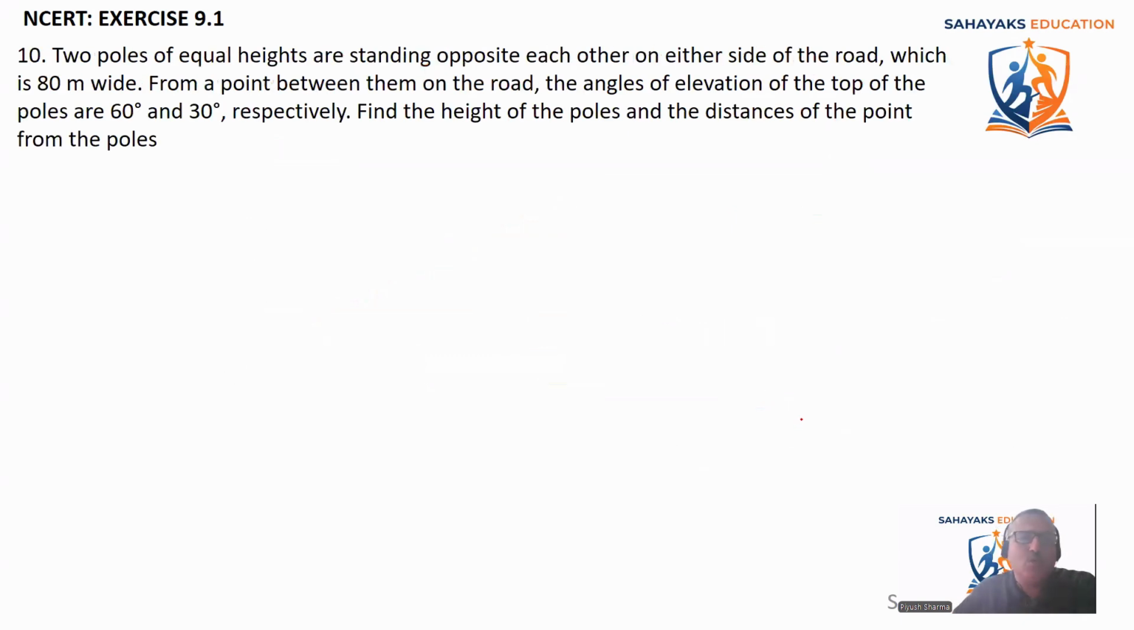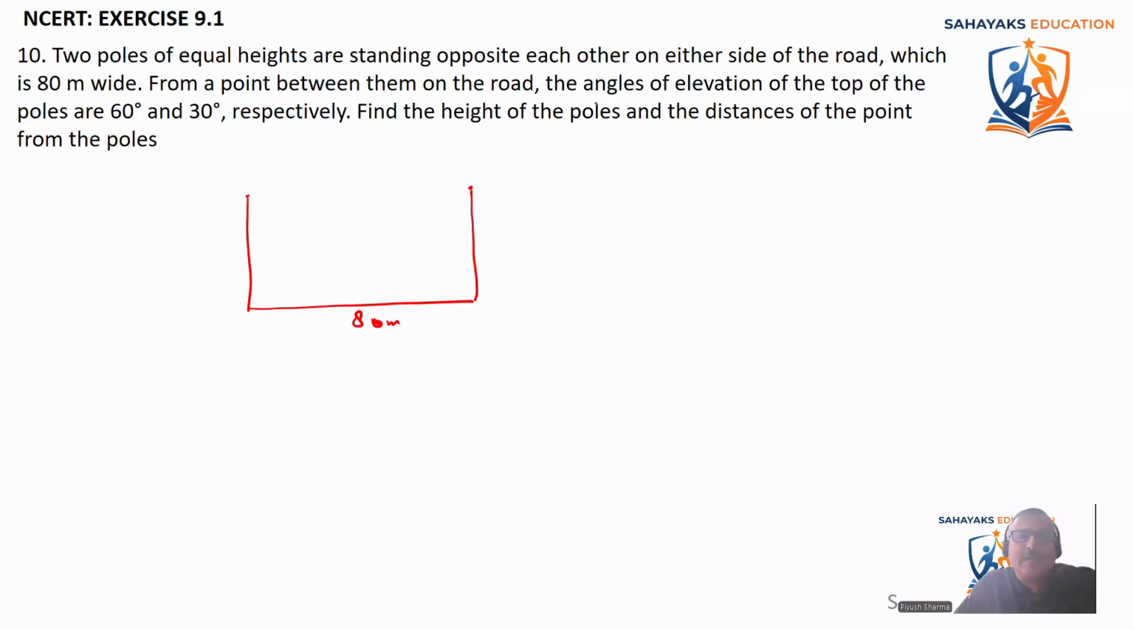It says, two poles of equal height are standing opposite to each other on either side of the road, which is 80 meters wide. So there is the road. This is a pole. This is the road. And they're saying equal height. So let me just say this is the 80 meter wide road.